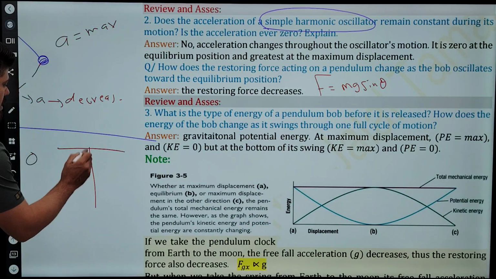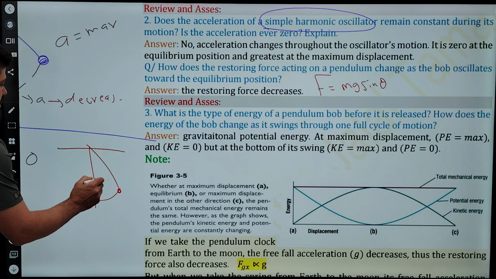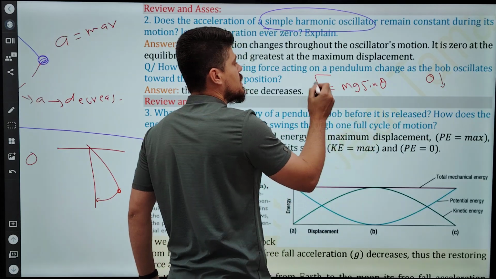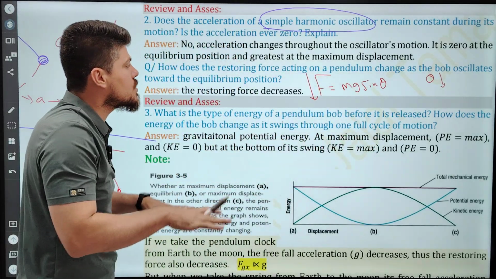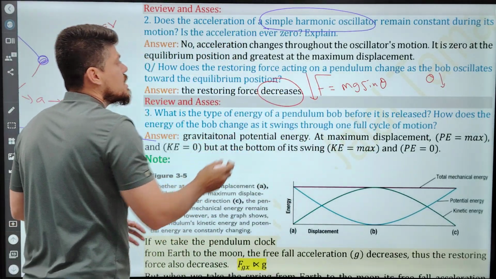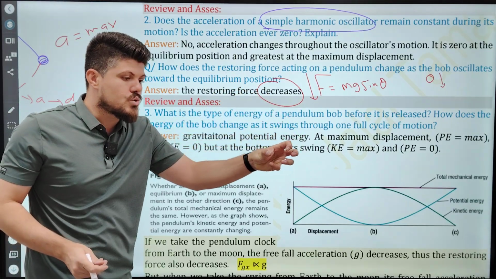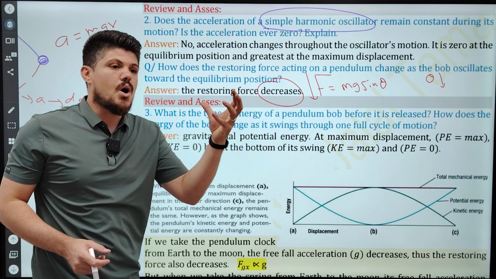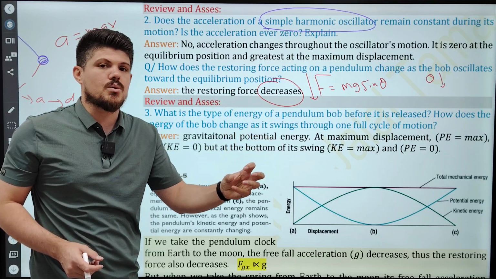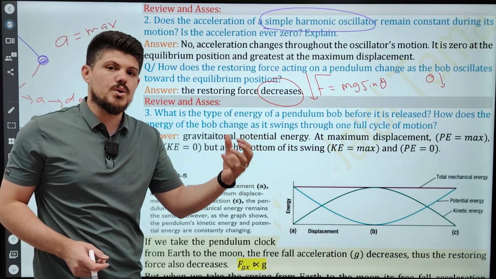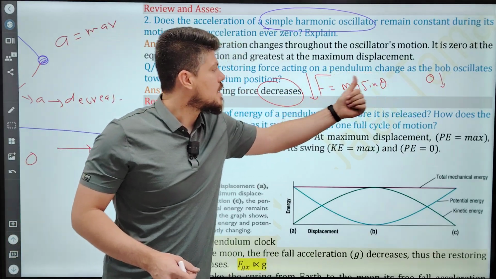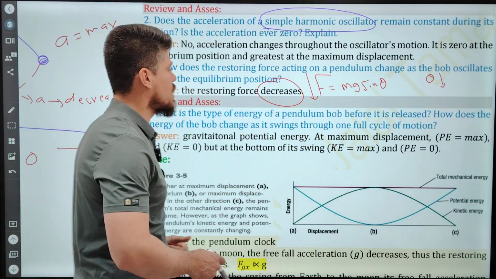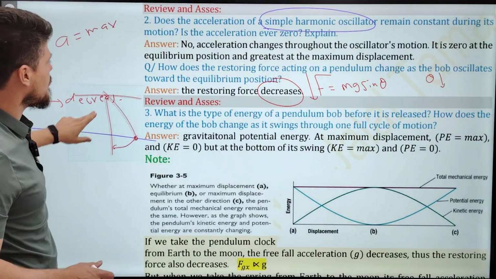Toward the equilibrium position, it means that the angular displacement decreases. When the angular displacement decreases, what happens to the restoring force? Restoring force also decreases. When the object oscillates toward the equilibrium, it means that the mass approaches the equilibrium and angular displacement decreases. When the angular displacement decreases, restoring force also decreases. Why? Because they are directly proportional to each other. Okay?